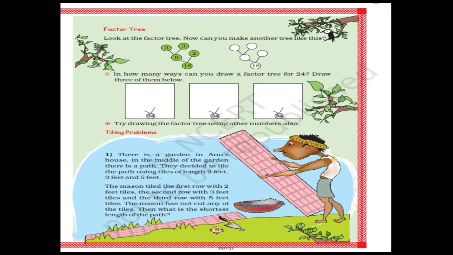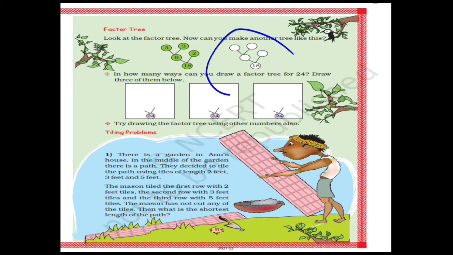So here 18 is given. We know that 9 2s are 18. So 9 is written here and 2 is written here. Then 2 cannot be further simplified because we know that 2 1s are 2, so it will remain as it is. And 9 can again be factored as 3 and 3, right? So this way you can make the factor tree.